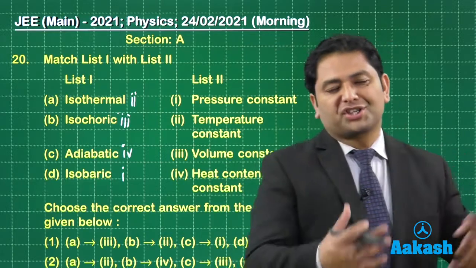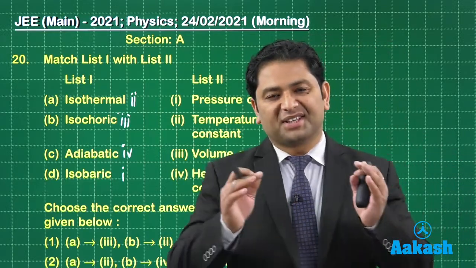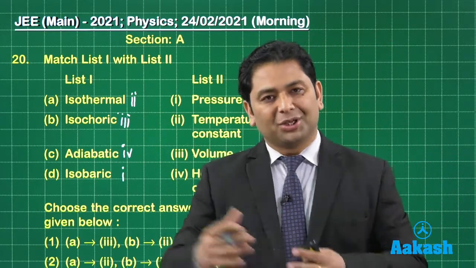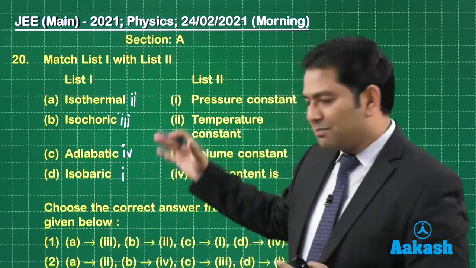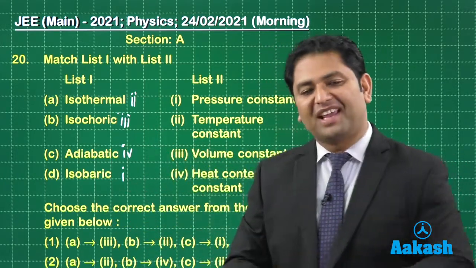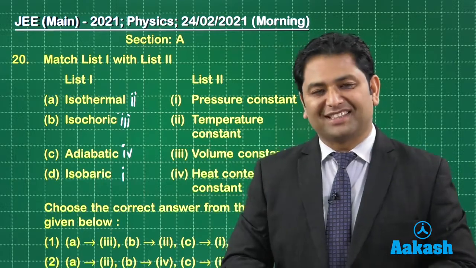Now, beyond question number 21, it is numerical-based questions. You don't have the options in this way. You need to solve it and you need to report the answer. Let's check that out.